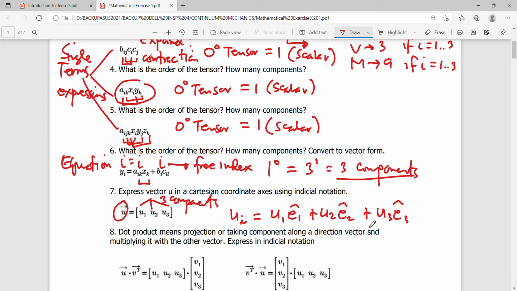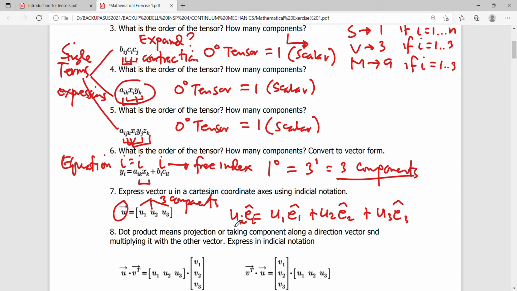Okay, of course, to make this complete, you must have a UI. So this is now the expression of such a vector or tensor in the indicial notation, and this is the expansion of such a vector in the indicial format. Okay, so this is expanded.